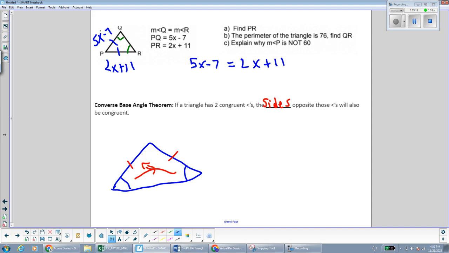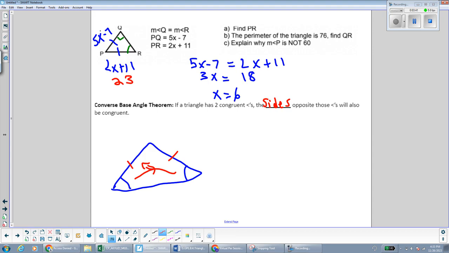We take a second and we finish solving over here for x. We have x is equal to 6. And then if we plug in, we can find the length of PR. And we have that the length is 23.